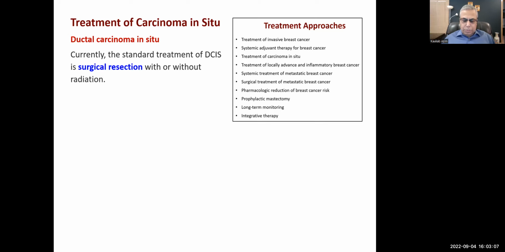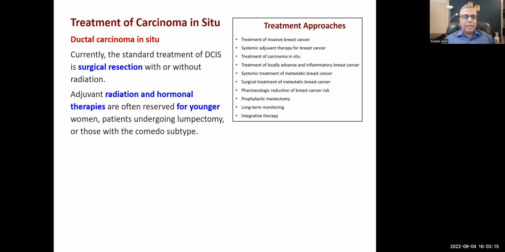Okay, so the treatment of choice over here is surgery, and obviously it is going to be a lumpectomy because it is a very small cancer. Adjuvant radiation and hormonal therapies are often reserved for younger women, patients undergoing lumpectomy, or those with comedo subtype. We didn't go into these subtypes of cancers, but comedo subtype means an aggressive subtype of breast cancer.